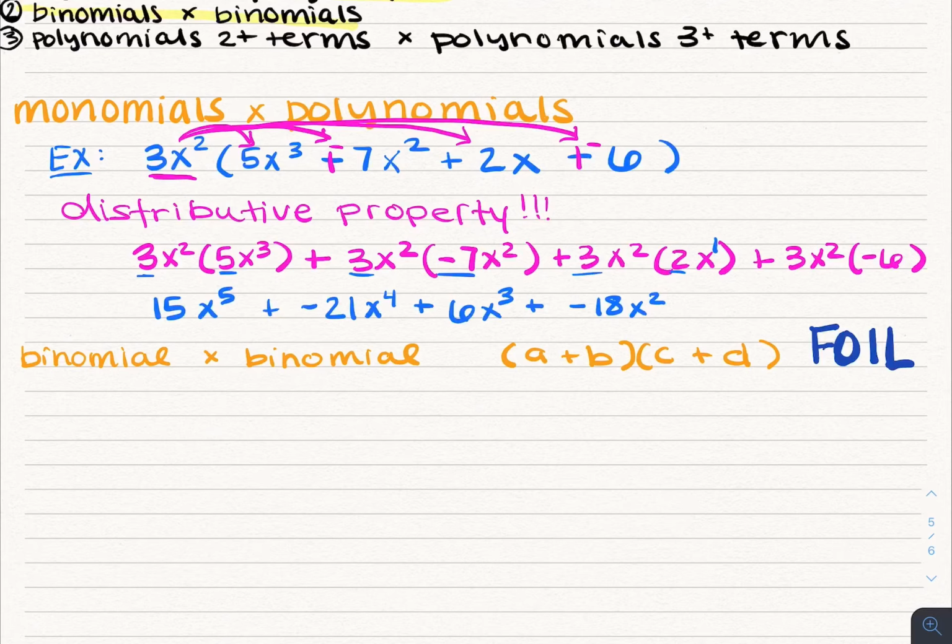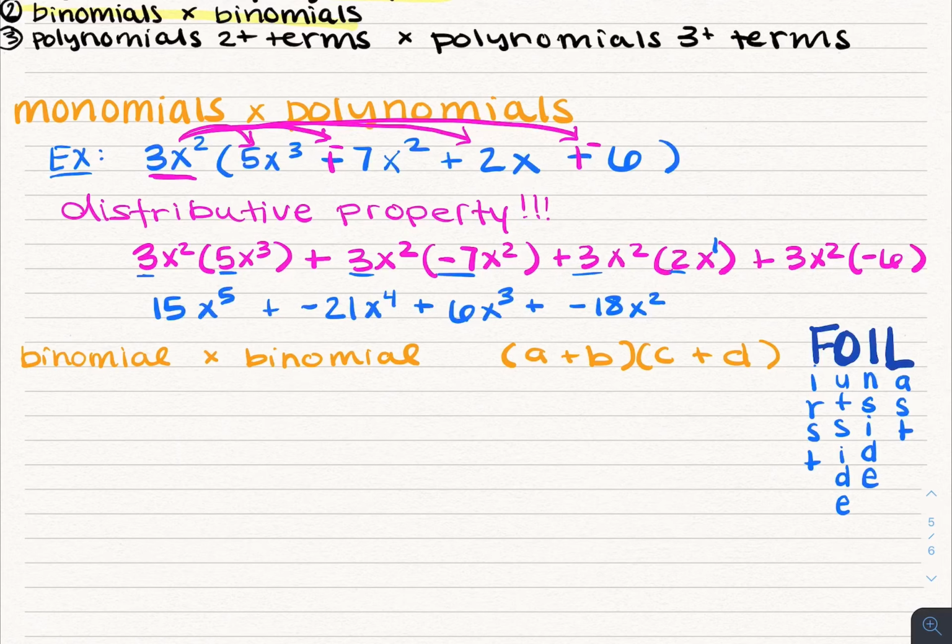So do we remember what FOIL means? What does the F in FOIL mean? First. What about the O? Outside. I. Inside. And the L? Last. So our first terms, our outside terms, our inside terms, and our last terms.